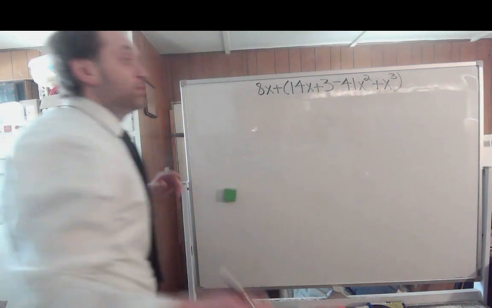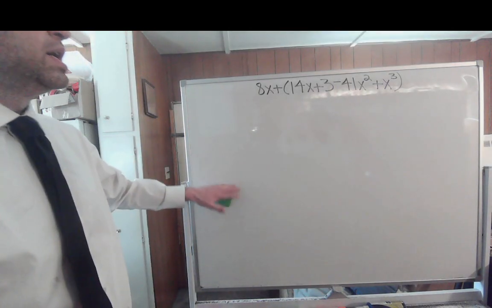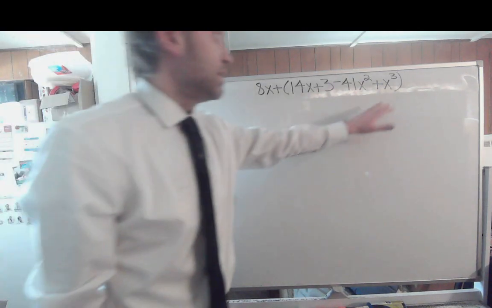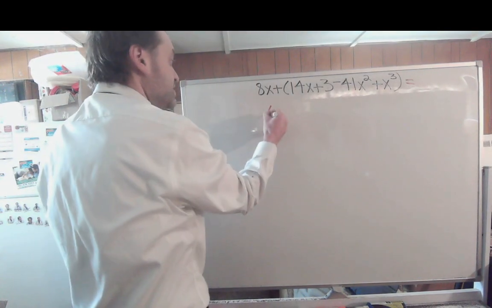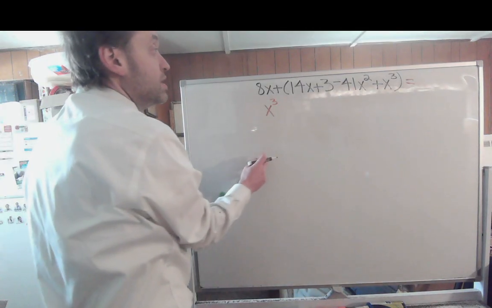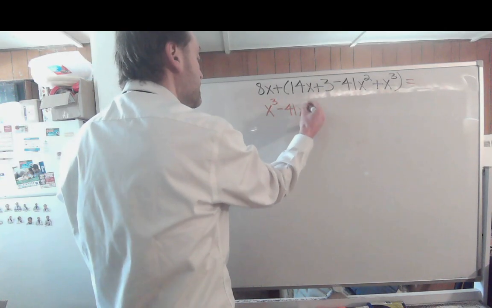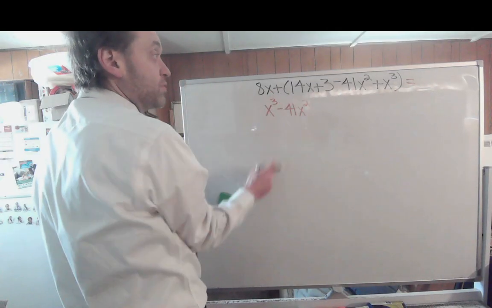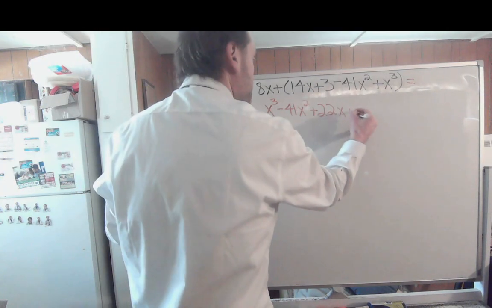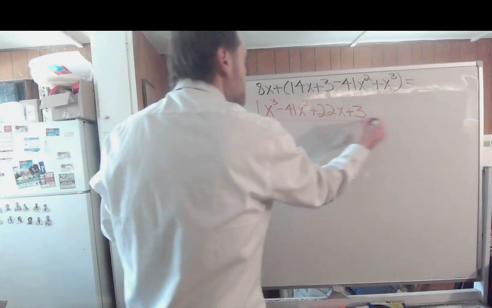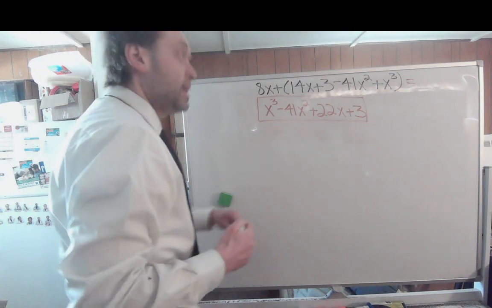You gotta watch out because sometimes they will put terms out of order deliberately to try and confuse you. Look at your highest power. That's going to be x to the third power, right? Well, we just have plus x to the third power, so we'll definitely start there. You'll get x to the third. Then you have plus negative 41x squared. That'd be minus 41x squared. Then you have 8x plus 14x. That'd be plus 22x. Then you have plus 3. So this all would simplify into x to the third minus 41x squared plus 22x plus 3.